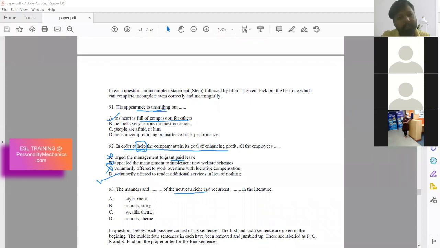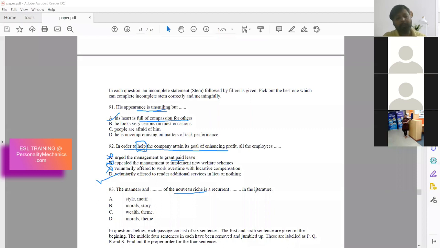Nouveau riche is how you pronounce it. It's a French term for people who just got a lot of money. Basically this means new rich, somebody who got rich of late. So this is not someone who has always had a lot of money. The first generation person who has earned a lot of money for himself is a new rich person. So they're saying the manners and dash of the new rich is a recurrent dash in the literature.